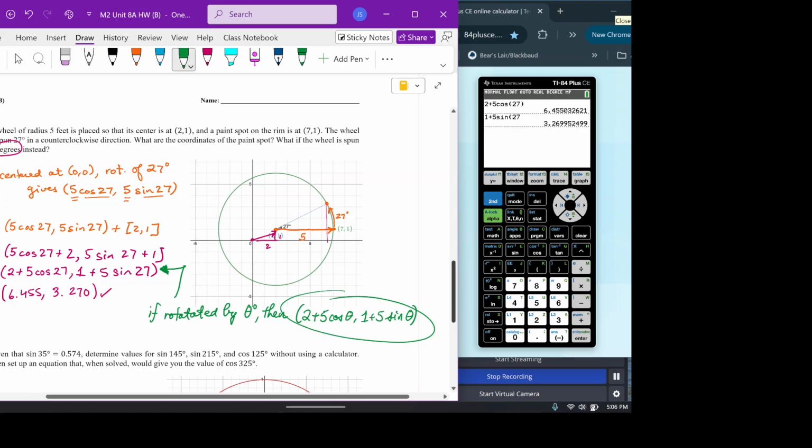And that's sort of the key to this idea. And that works for any theta. It could be 192 degrees. It could be negative 75 degrees, which would be a clockwise rotation instead of counterclockwise. Okay, hope that helps a little bit.